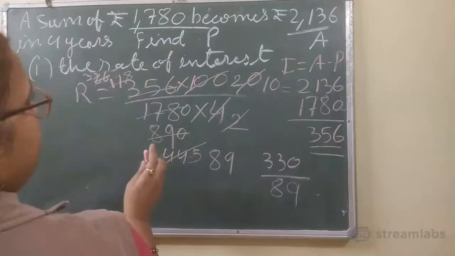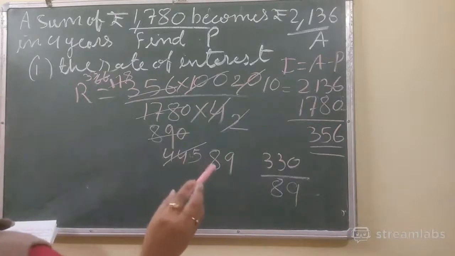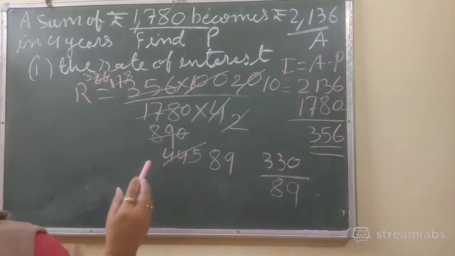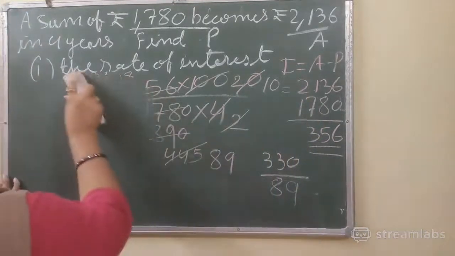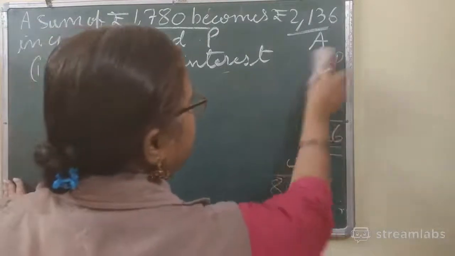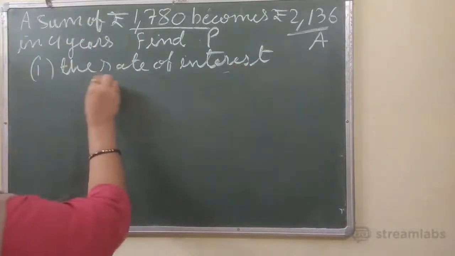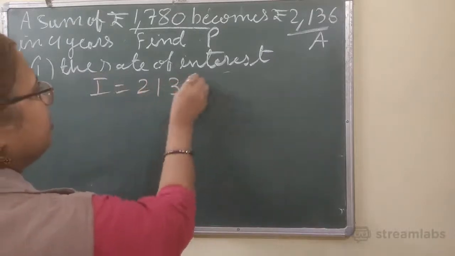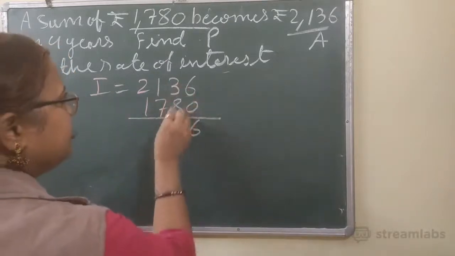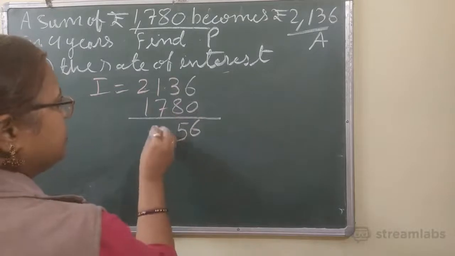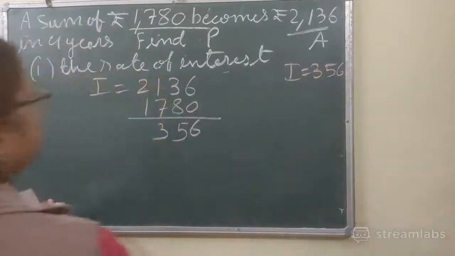Is everything okay? Let's check the question once again. A sum of rupees 1780 becomes 2136 in 4 years. Find the rate of interest. So we have to find R. First find the simple interest. 2136 and 1780. So 6, 13 minus 8, 5, 10 minus 7 is 356. So the simple interest is 356.